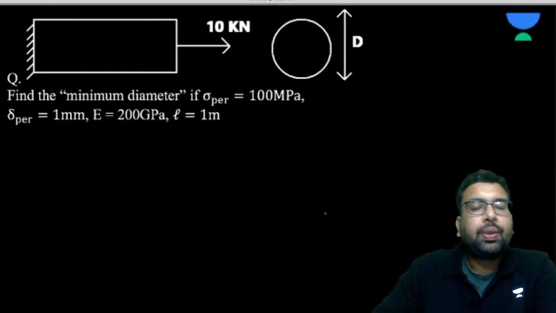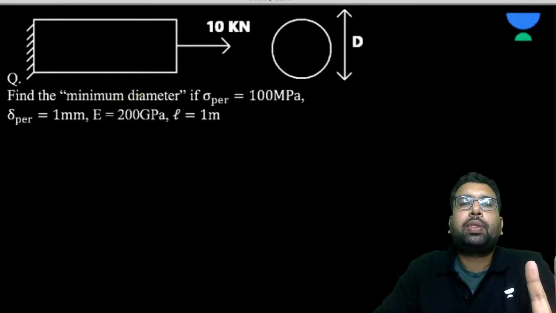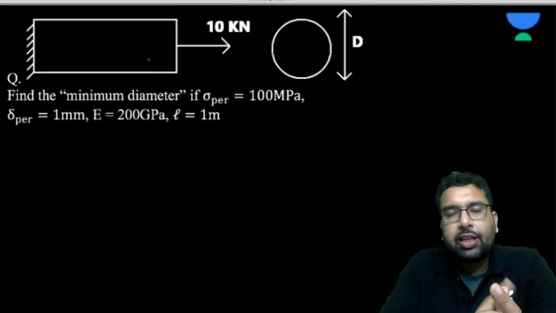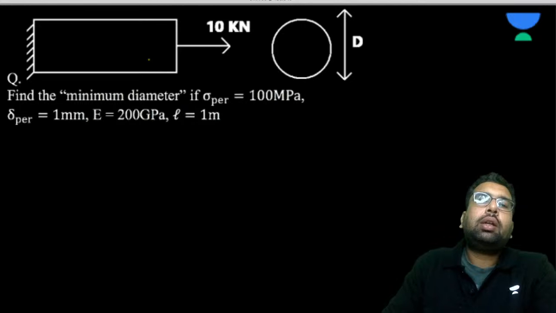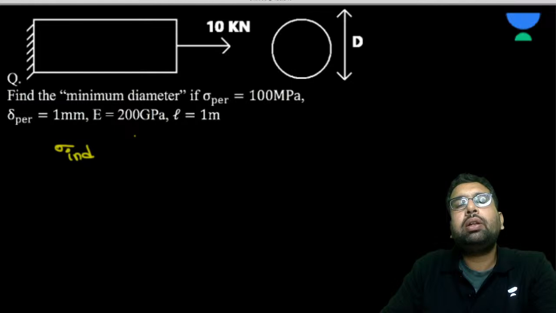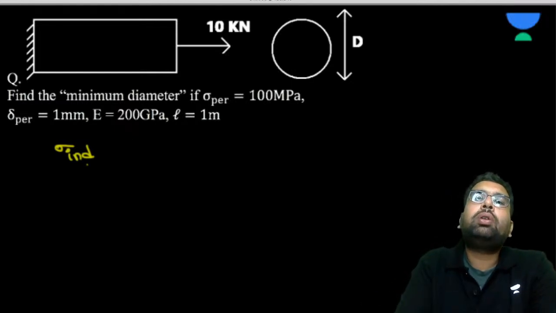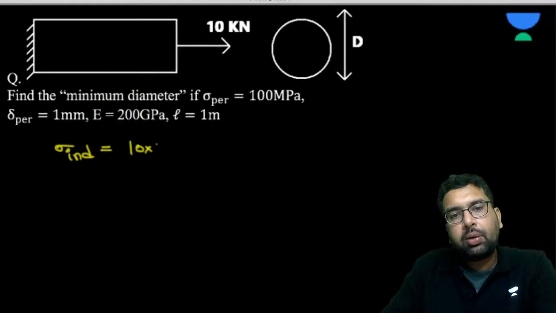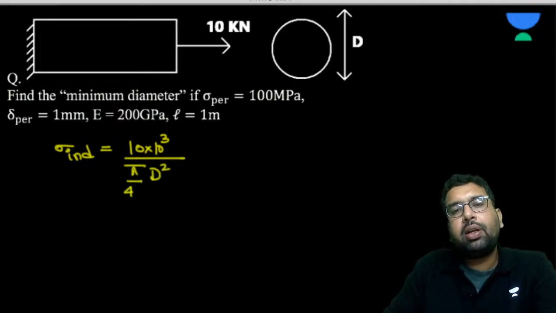So I'll do it now. See what you have to do. This is a normal load acting perpendicular to the cross section. Under this kind of load, what is the stress that is coming in the body? The stress induced, that means the stress that comes due to this load. So what is the stress? Sir, stress is force upon area. That means 10 into 10 to the power 3 upon area. Area is pi by 4 d square.